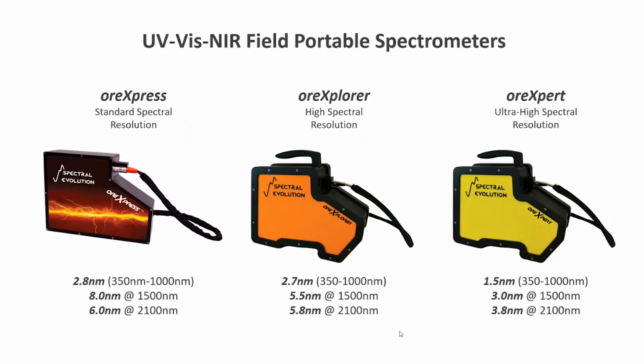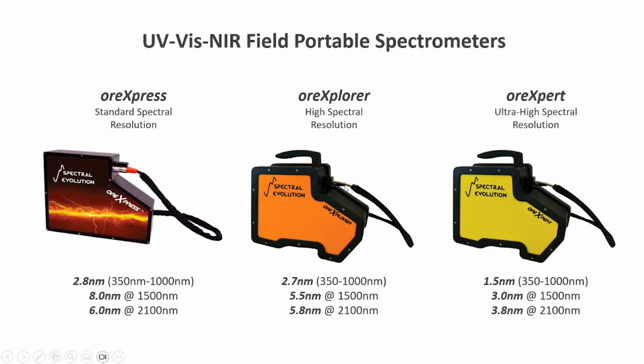So we offer 3 different models for our mining oreX-series line of field spectrometers. And a lot of you here are currently using or have used a field spectrometer similar to the oreXpress here on the left, where its spectral resolution is 2.8 nanometers, 8 nanometers, and 6. This is considered standard resolution. However, most people are upgrading and choosing to use higher resolution instruments nowadays.